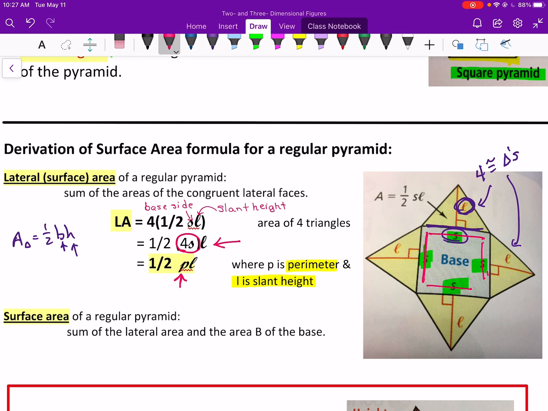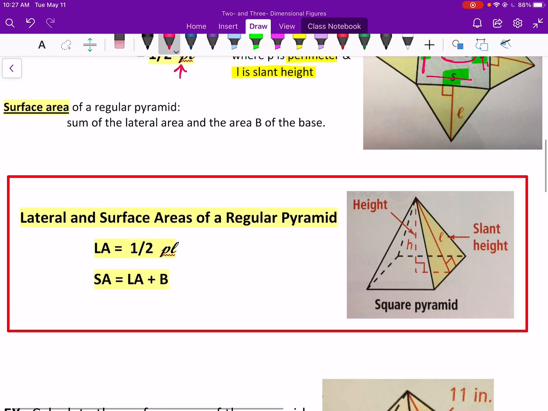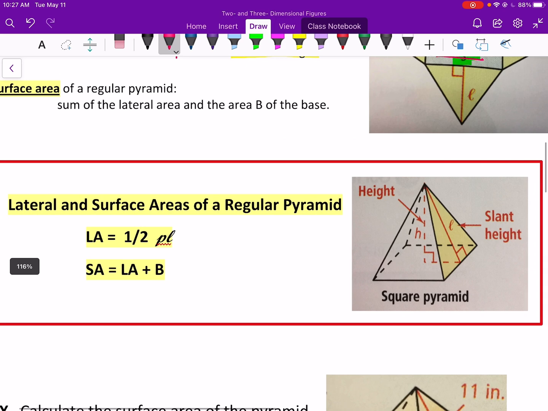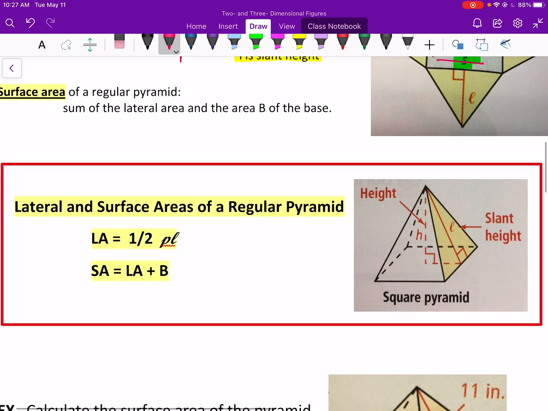Surface area, like always, if we take that lateral area and we add in the area of our bases, or in this case, a single base, then we'll have total surface area. So, putting it all together, here's your formulas that we'll be using. Make sure you write these down on your formula sheet.